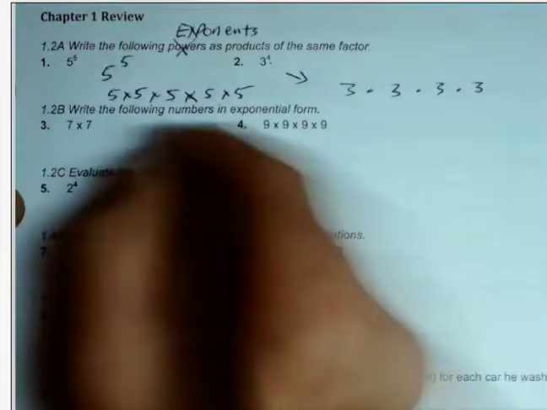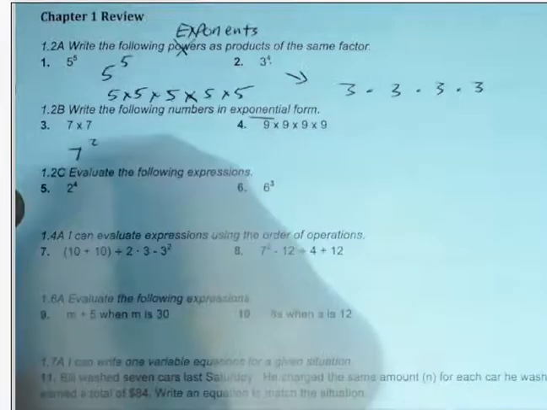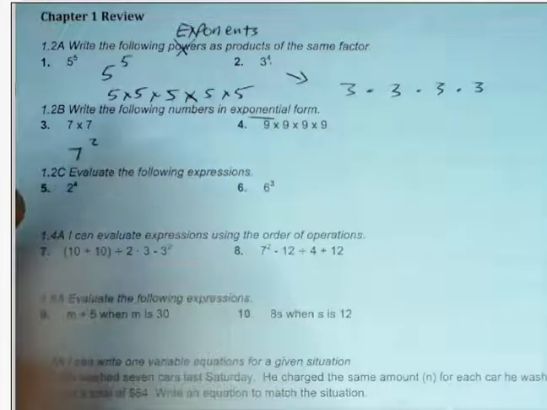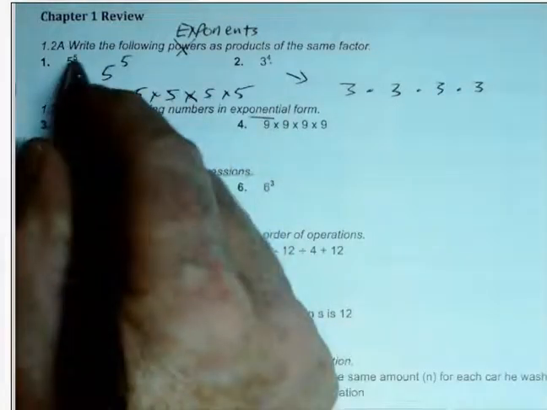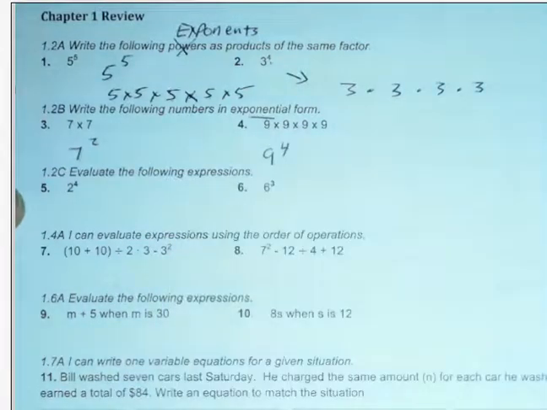All right, this next one, we're just going to reverse it. Now we're going to write in exponential form. So 7 times 7 becomes 7, and there are 2 of them. The exponent tells you how many there are. Just like up here, our exponent was 5, there were 5 5s. Over here, it's going to be 9 to the 4th. There are 4 of them.